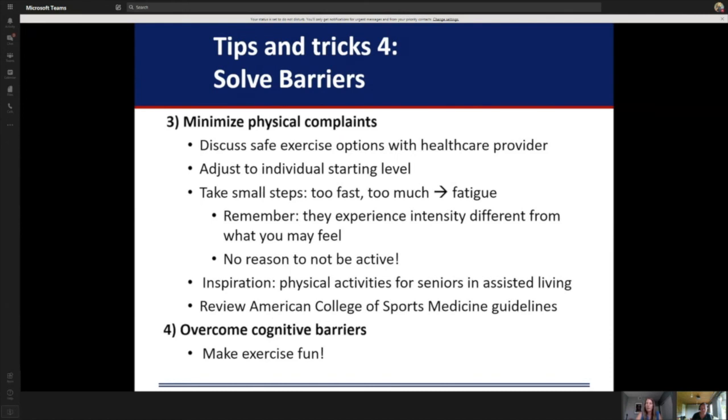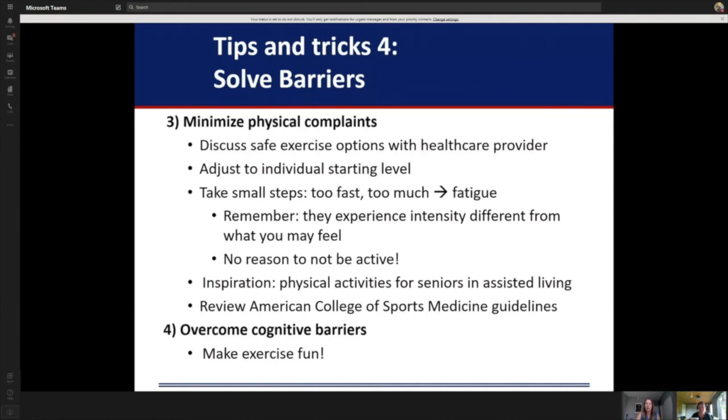But then overcome the cognitive barriers that people have been building up based on their previous, sometimes negative, experiences with activity. They've been building up, like, I'm not that person that is doing physical activity. There's a lot of cognitive barriers based on their previous experience. So sometimes just making it fun and doing something different is going to overcome those.